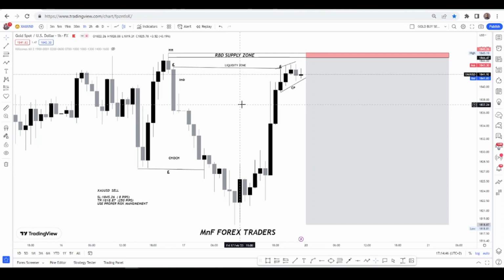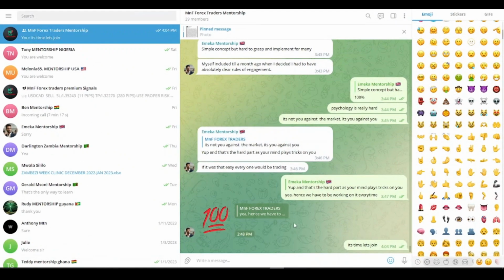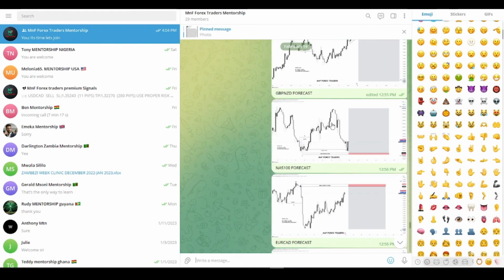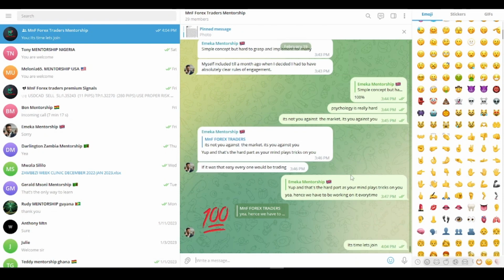Do we have a list of pairs that we look at? I've shared the pairs in the group, so you can just check them out. They're there. Yeah, I've seen the pairs in the mentorship group, all the pairs I was looking at. They're there.